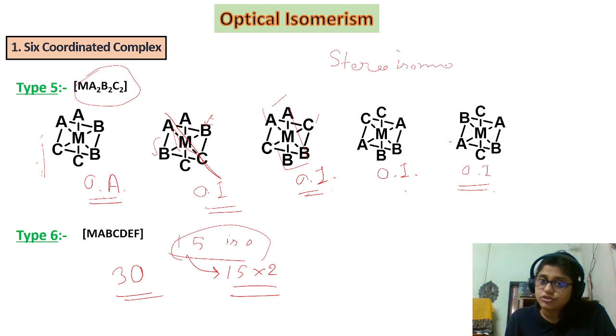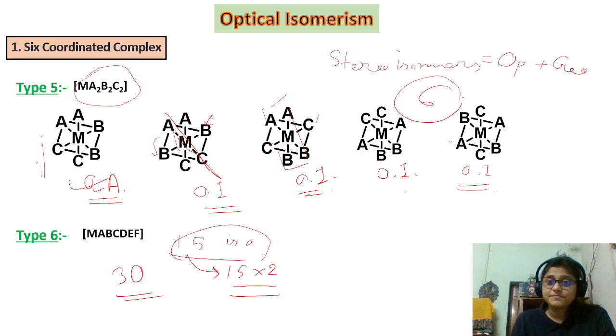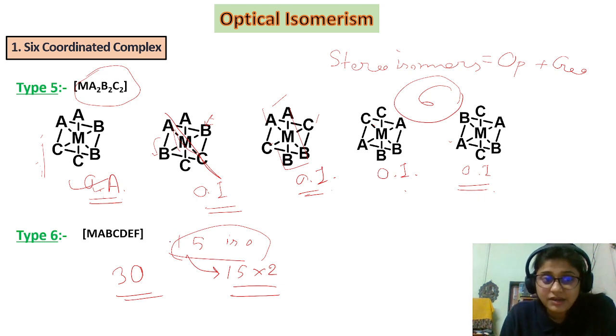In the questions also we will talk about this. Optical plus geometrical. So geometrical is 5, and it is optically active, so it has 1 enantiomer. So total 6. Here also 15 possible geometrical isomers, each of them having 1 enantiomer. So as a total 30, right?